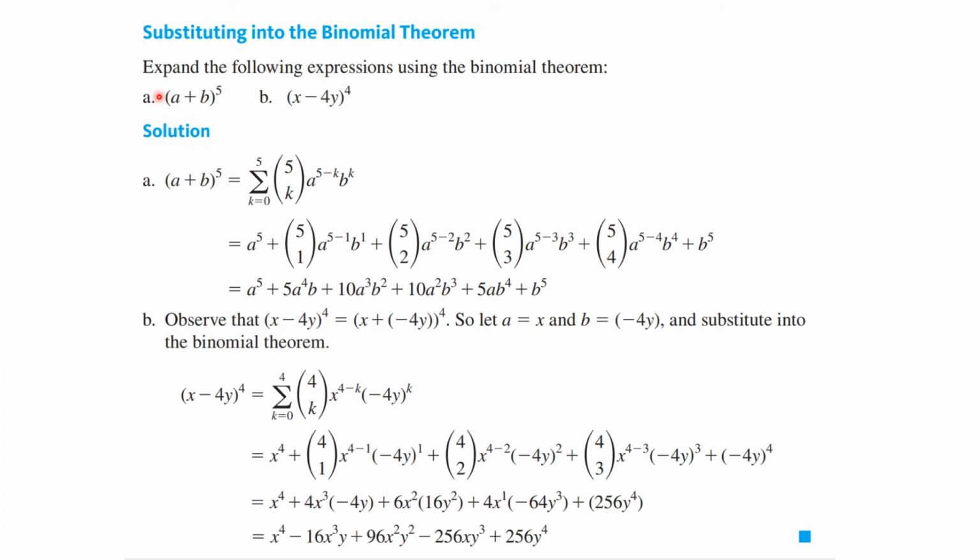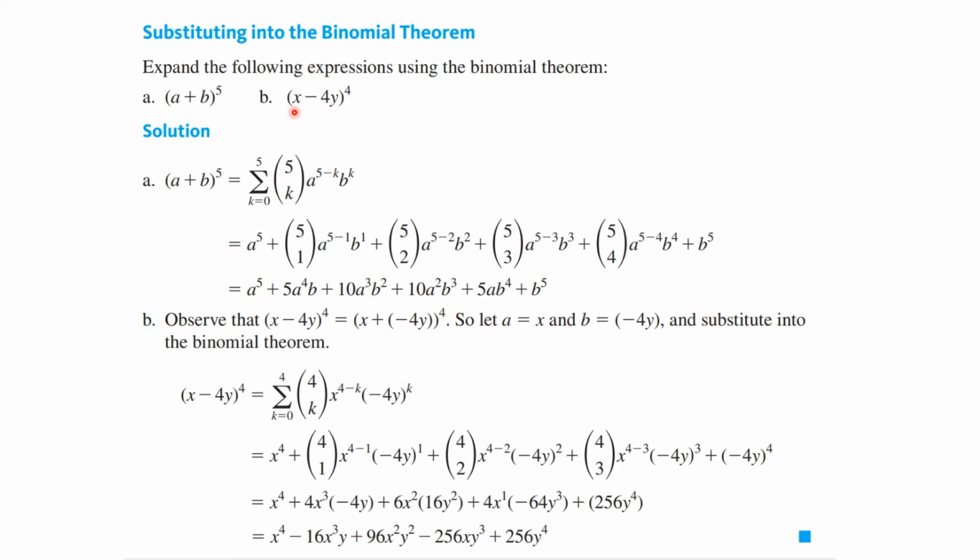Sometimes I will ask students questions about substituting in the binomial theorem and writing out an expansion. And so here are two examples. The first is just (a plus b) to the fifth. Well, (a plus b) to the fifth is going to be this sum from k equals 0 to 5 of 5 choose k, a to the 5 minus k, b to the k. And you could use Pascal's triangle if you wanted to, but we have these binomial coefficients, which we can calculate, and we get this as the expansion.